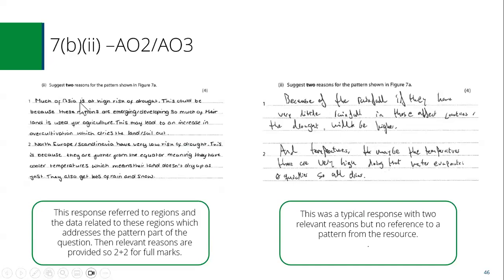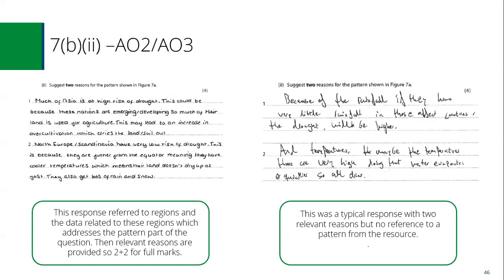So here we see the first one. This response was worth 4, as I said before. Much of Asia is at high risk of drought. This could be because the nations are emerging, developing, so much of their land is used for agriculture. This may lead to increased overcultivation, which dries the land out of soil. That's a decent point. North Europe and Scandinavia have low levels of risk. This is because they are further from the equator, good point, meaning they have cooler temperatures, which means their land doesn't dry up as quickly. They also get lots of rain and snow. So that's a really good response. It's fully developed as well.